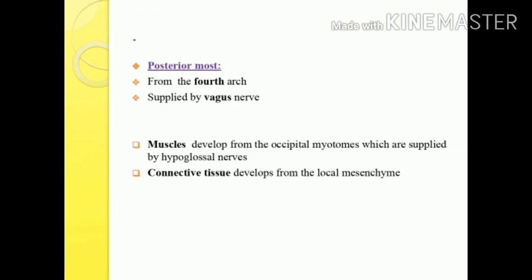Then the posteriormost part is from the fourth arch and supplied by the vagus nerve. The muscles develop from the occipital myotomes, which are supplied by the hypoglossal nerve. Connective tissue develops from the local mesenchyme.